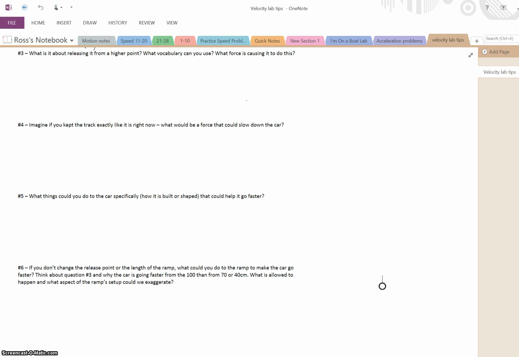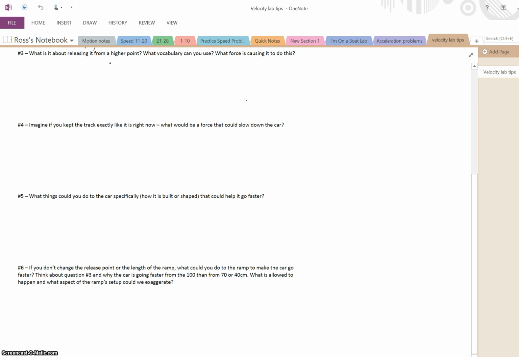So question number 3 is specifically asking you what happens to the velocity of the car as you release it from higher points. Why is this? We all found that as we released it from 40, then 70, then 100, the cart got faster. It got faster and faster. The velocity went up. So obviously you're going to state the velocity got faster. But then we need to explain, why is this occurring? So I gave you some other questions right here.